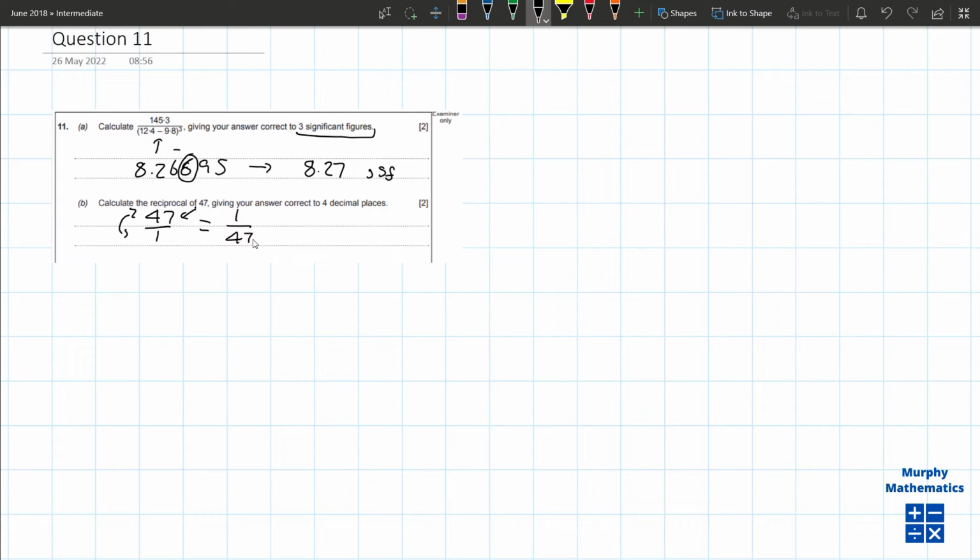And if we put that into a calculator, we get 0.021276, but we've been asked to give the answer correct to 4 decimal places. So we're going to have 0.0, so that's 1 decimal place, 2, 3, 4. But we've got to look at our next digit to see if we round up, and because 7 is greater than 5, we will. So we're going to have 0.0213, and that's going to be our answer.